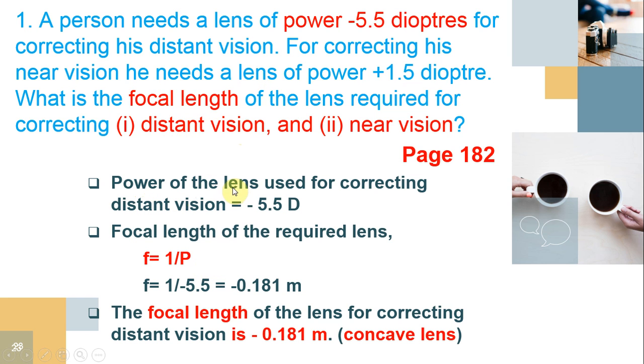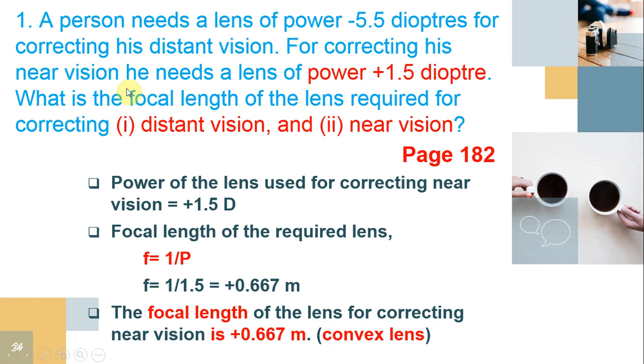Power of a lens which is used for correcting the distant vision is equal to minus 5.5 diopter. Now we find the focal length of the required lens. F is equal to 1 by P. Already we know that power of a lens is equal to 1 by focal length in meter. So now substituting the value for P, F is equal to 1 by minus 5.5, which is equal to minus 0.18 meter. The focal length of the lens for correcting the vision is minus 0.18 meter. Here minus indicates the lens is concave lens.